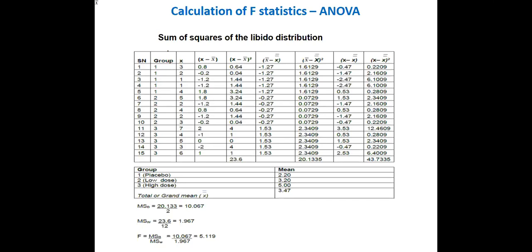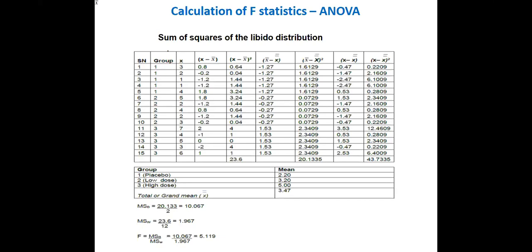You see the first column here is the serial number. It's just serial number 1 to 15. You know there are 15 of them, 5, 5, 5. So the first 5, 1 to 5, is the group 1 people. That's why I put 1, 1, 1, 1 in the second column. The next 5, group 2, and the last 5, group 3.